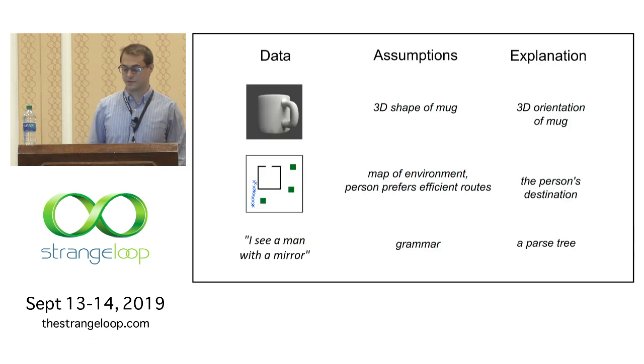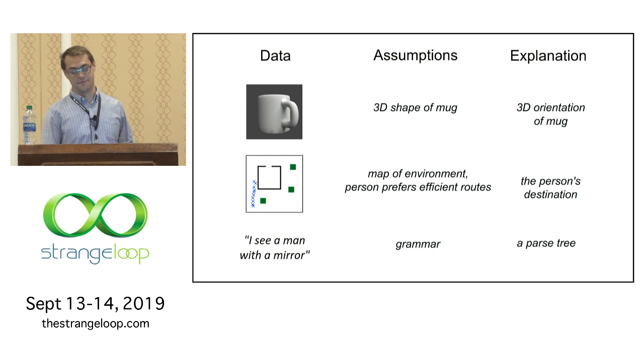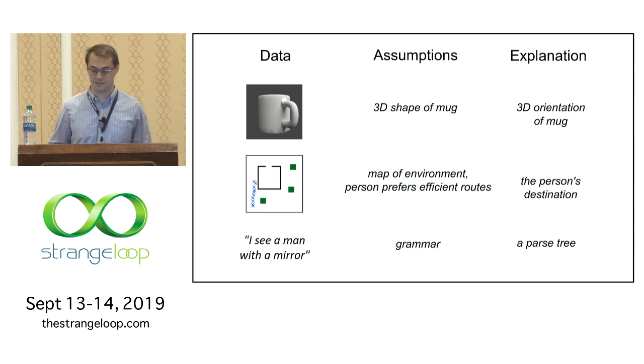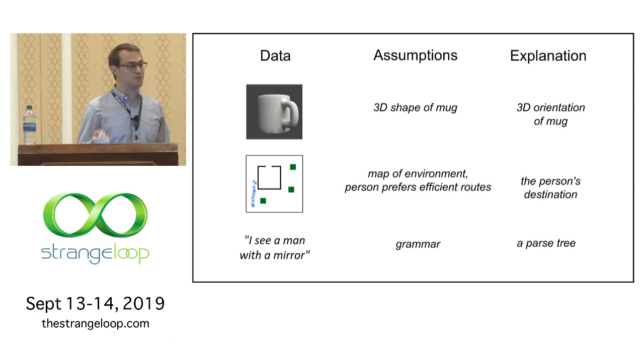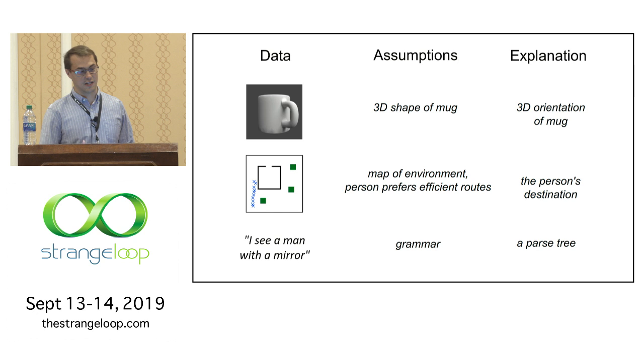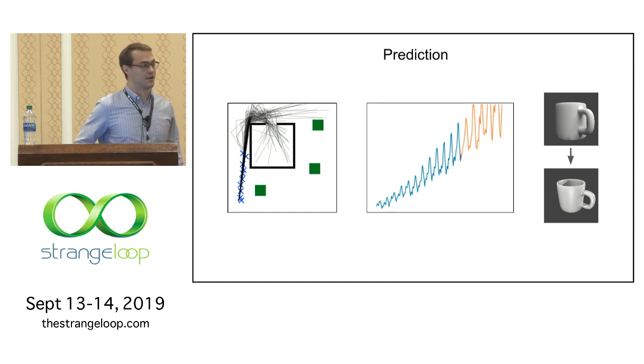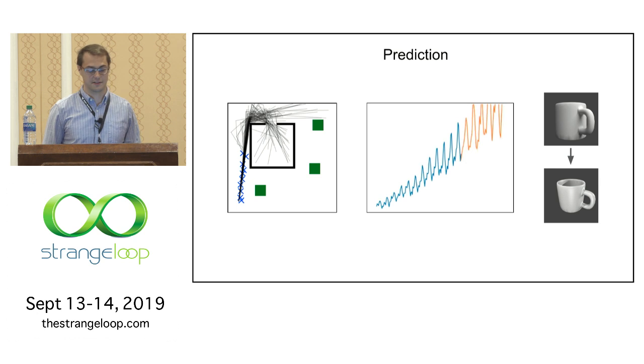So in each of these examples, there's some data, and then there are assumptions that we're going to bring to the problem. And one of the key assumptions is the type of explanations we're willing to consider in the first place. And once we've done this inference process and come up with our explanations, those may be of intrinsic interest. For example, like I said, we can use the orientation of the mug to plan a grasp. But these explanations can also be useful indirectly because they allow us to make more accurate predictions of future data.